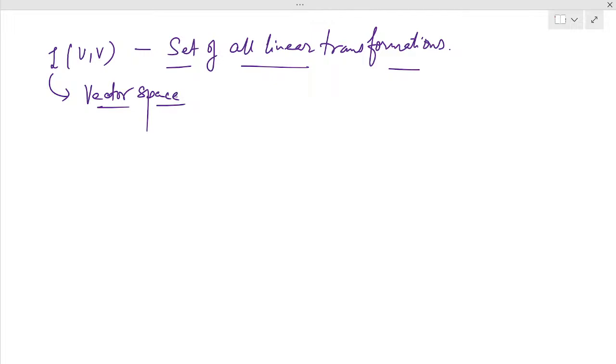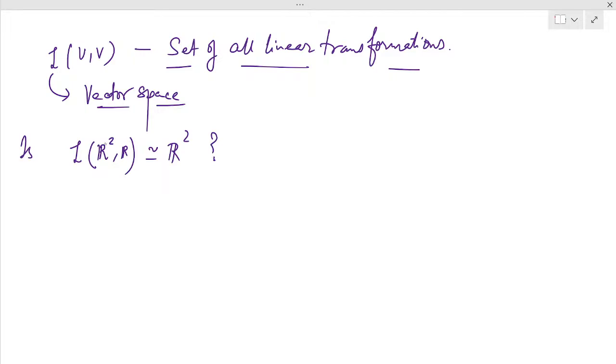If you remember, yesterday I told you this. Now today let us think about this. Is it isomorphic to R square?